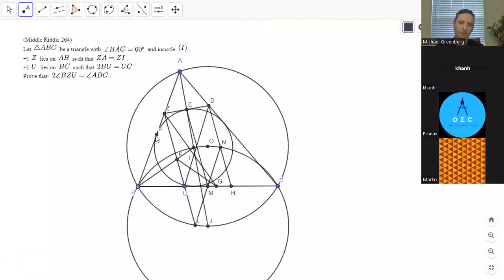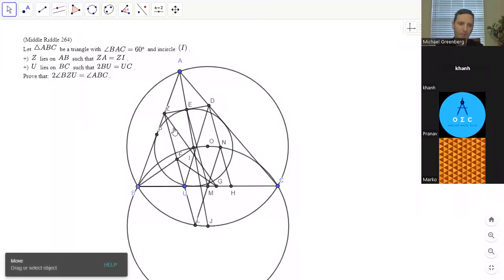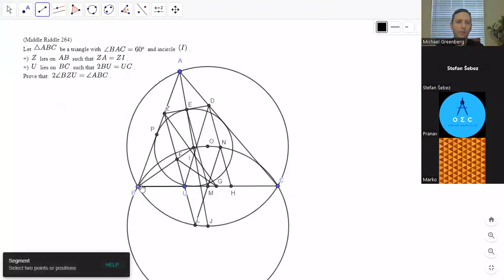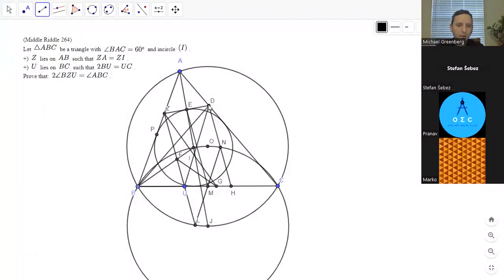Maybe it's worth drawing at this point. Also, I think the two circles, BIC and ABC, are reflections of each other over BC, right? Yes. So if you reflect either one over BC, you get the other. Okay, sorry to interrupt, but I found something useful. ZU passes through the midpoint of BD. Interesting. So ZU bisects BD.